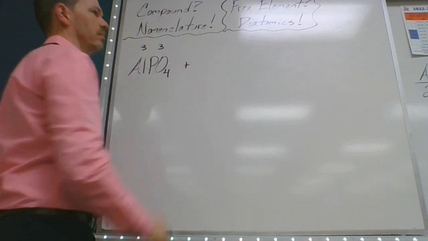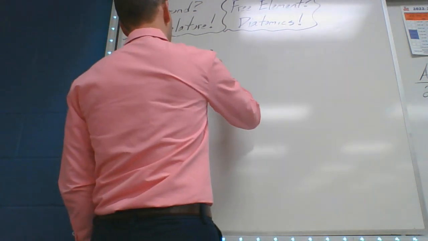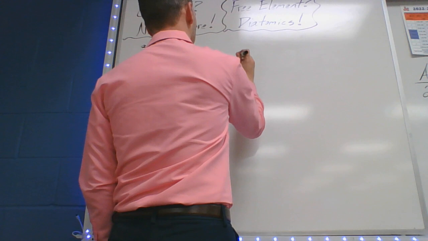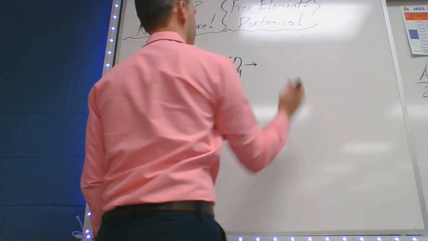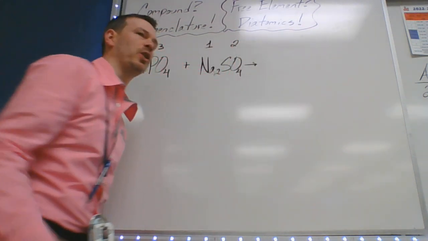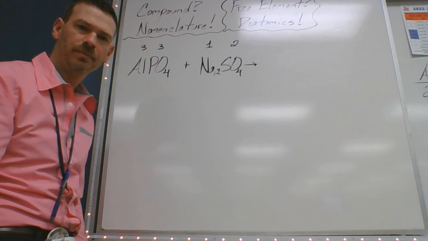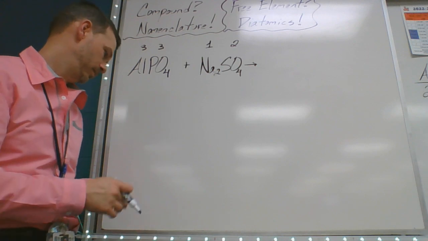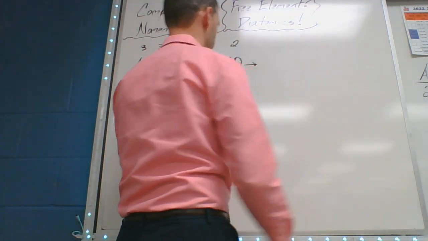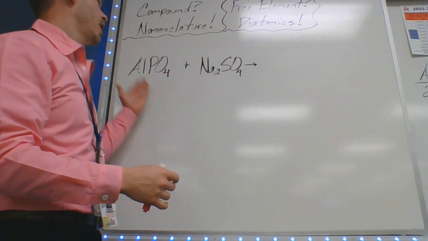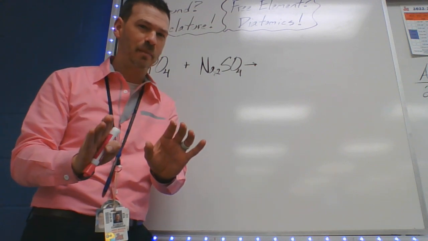Reacts with sodium, which is Na. Sulfate is SO4. It's +1 -2, which is why I already crossed the 2. It's double replacement because it's a compound reacting with a compound and neither of them are water.